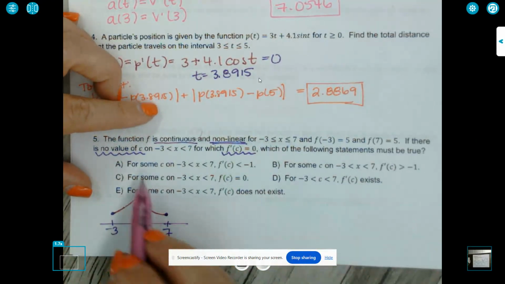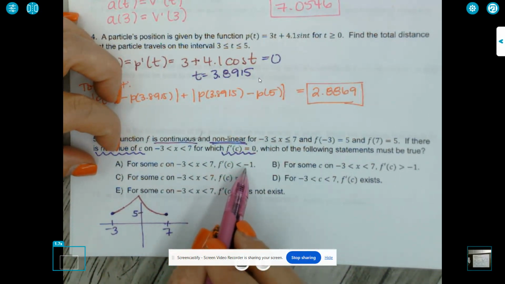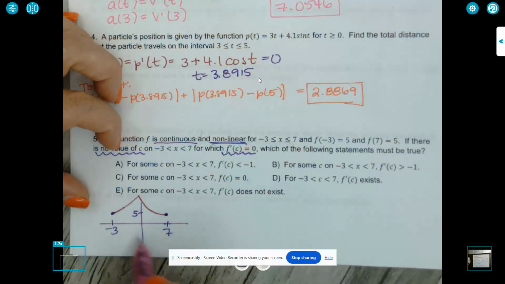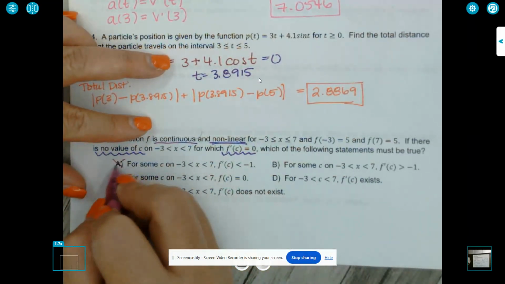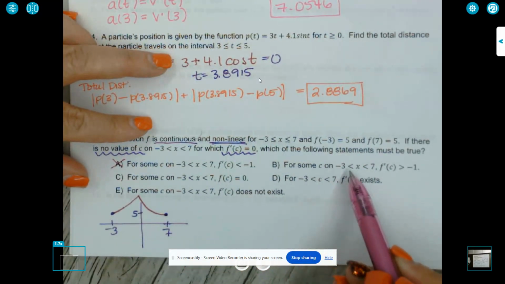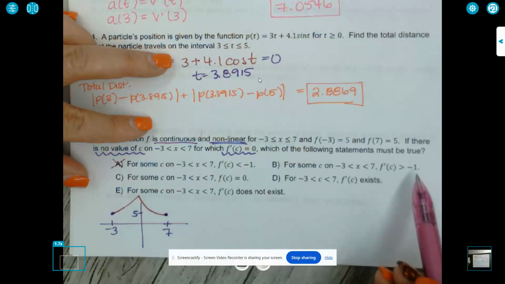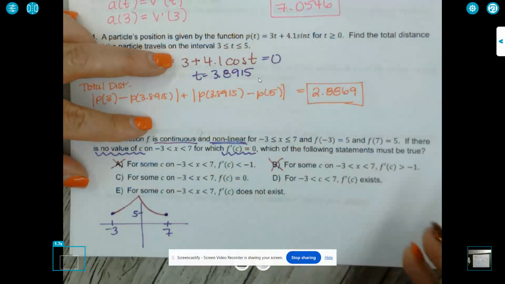Okay, so if that's the case, for some c on -3 to 7, f prime of c is less than -1. Well, this could have gone down, but it could go up like I have it. So letter A is not guaranteed. It's possible, but it's not guaranteed. All right, for B, -3 to 7, f prime of c is greater than -1. Well, again, it's possible, but there's nothing that guarantees that.